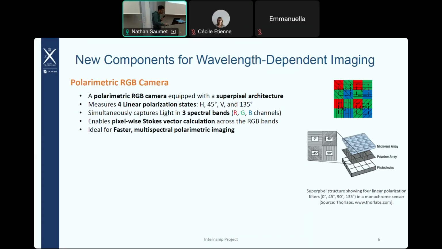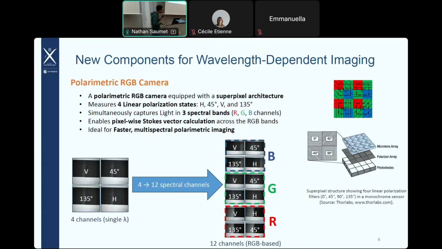So with this, the prototype can now detect the sample from 4 channels to 12 channels. Now we have the information at at least 3 different wavelengths at the same time. And with this, the neurosurgeon can have more information from the sample.